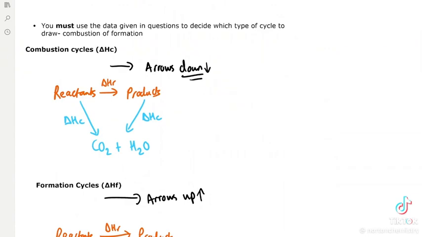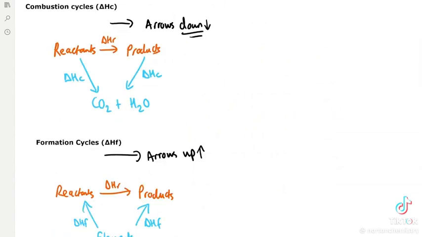When you're drawing Hess cycles, you must use the data given in the questions to help you decide which type of cycle to draw. There are two types, combustion or formation. Combustion cycles look like this, with the arrows facing downwards, and carbon dioxide and H2O at the bottom of the cycle. From the reactants to the products, you have the enthalpy change of reaction, and then from the reactants and the products to the carbon dioxide and water, you have the enthalpy changes of combustion values, which will be given to you in the question.